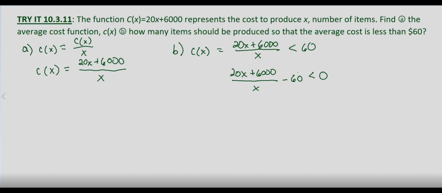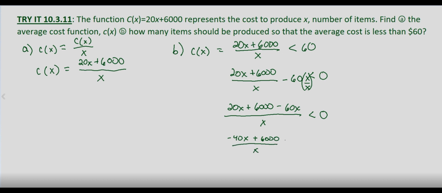Now 60, we can put that over the common denominator by having 20x plus 6,000 minus, well, what is it missing? Let's multiply this by x over x. And then we're going to have minus 60x, and that's all over x, and that's less than 0. So negative 40x plus 6,000 over x is less than 0.